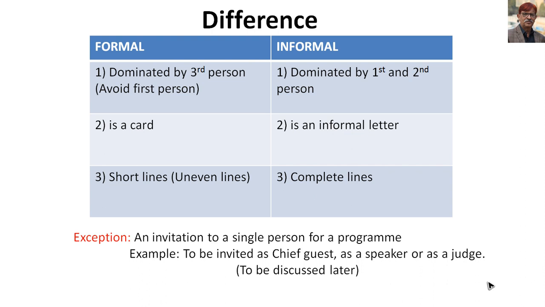Okay, there might be a line where we write only three words or even one word. Whereas because the informal invitation is an informal letter, the lines are complete. There is an exception also. An invitation to a single person for a program, for example, to be invited as chief guest, as a speaker or as a judge. It is also a formal invitation, but we don't send a card to a person whom we want to be the chief guest at a function. We'll be discussing this later in detail. So I hope it's clear.